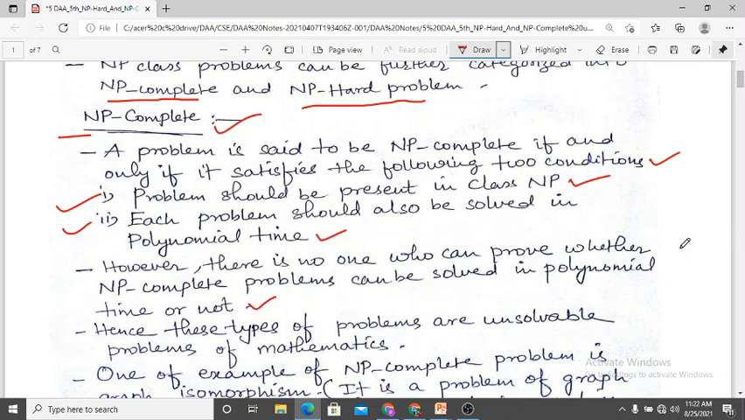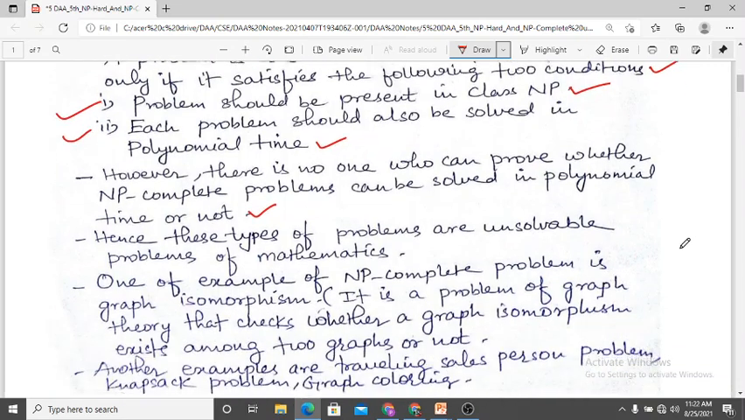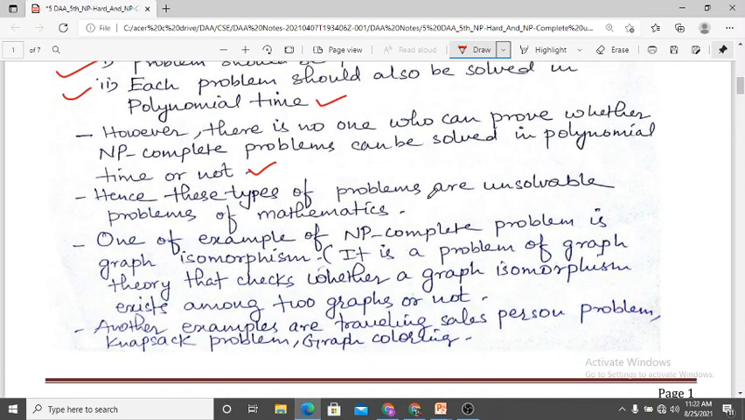Okay, we cannot say that. So here, this type of problem is an unsolvable problem of mathematics. What we will say is, this type of problems are unsolvable problems of mathematics. Next one is an example.